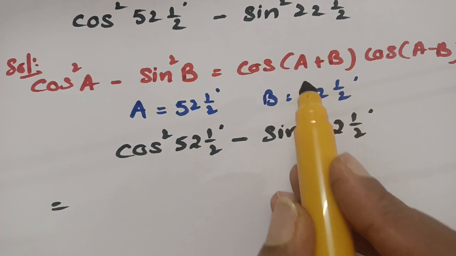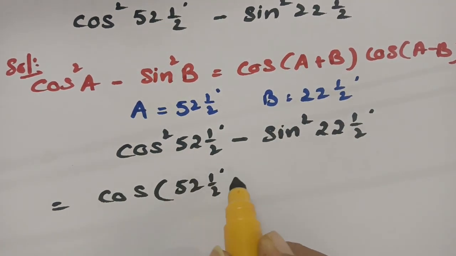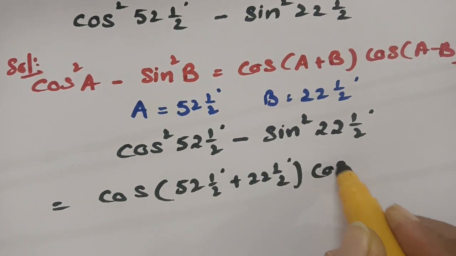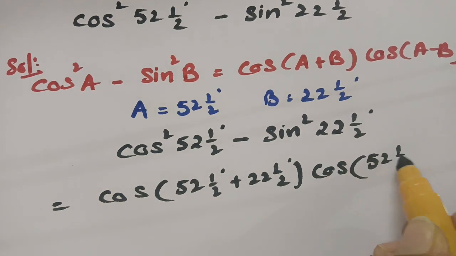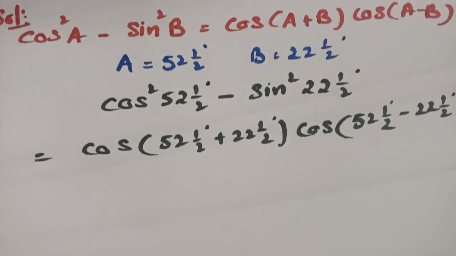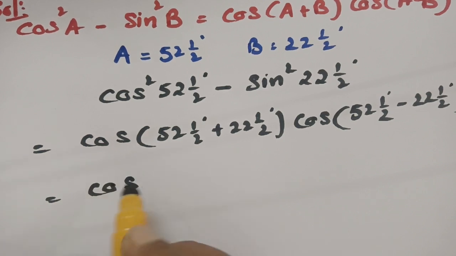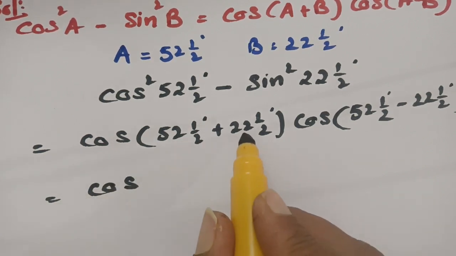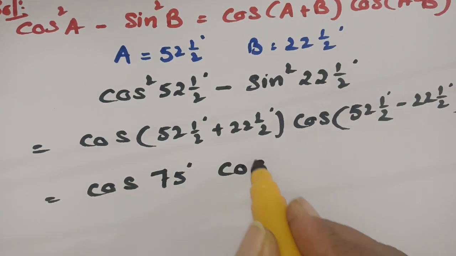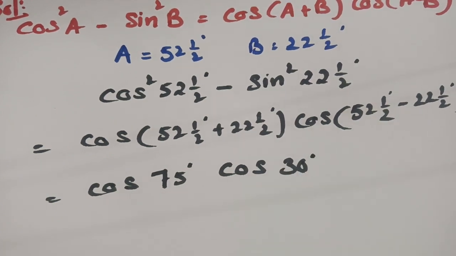So which is equal to cos of A plus B, that is cos of 52 and half degrees plus 22 and half degrees, into cos of 52 and half degrees minus 22 and half degrees. Clear? So one time we have to add and one time we have to subtract, and therefore this can be written as: addition, 52 and half degrees plus 22 and half degrees is nothing but 75 degrees, and 52 and half degrees minus 22 and half degrees is nothing but 30 degrees.